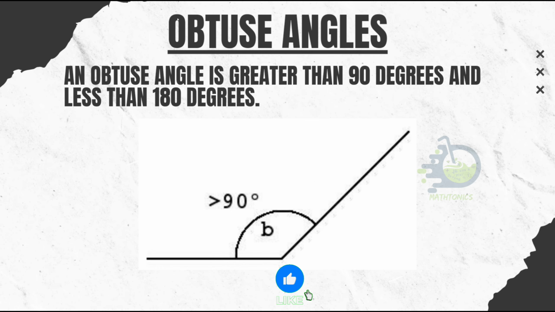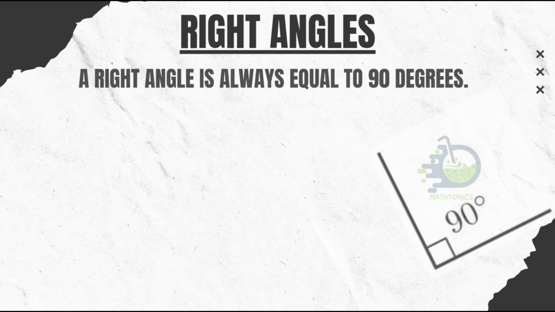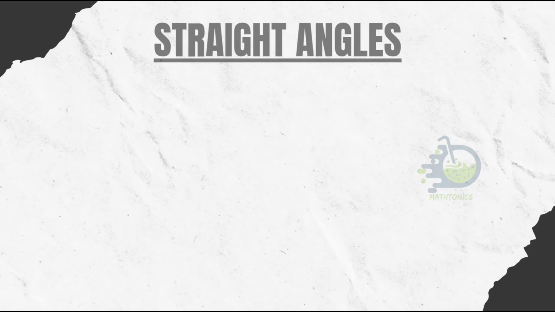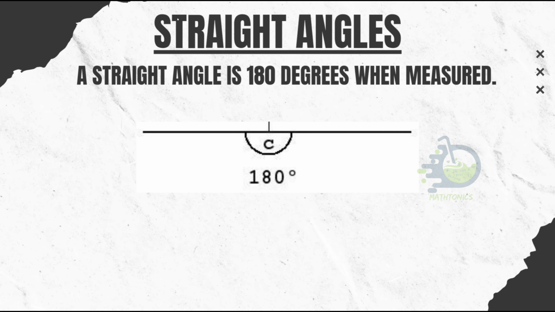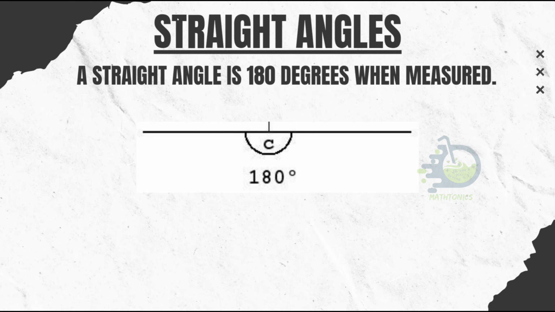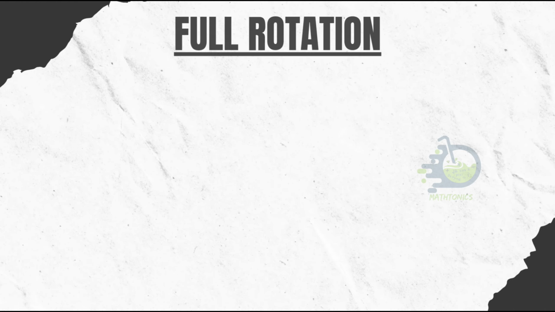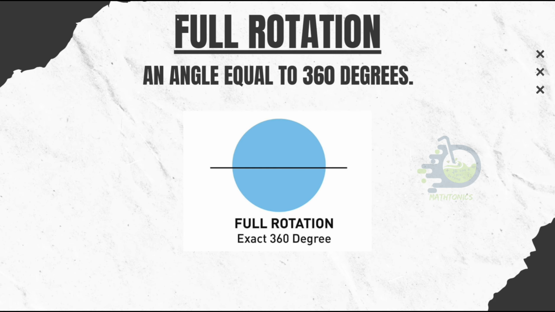Obtuse angles. An obtuse angle is greater than 90 and less than 180 degrees. Right angles. A right angle is always equal to 90 degrees. Straight angles. A straight angle is 180 degrees when measured. Reflex angles. Any angle that has a measure which is greater than 180 degrees, but less than 360 degrees. Full rotation. An angle equal to 360 degrees.